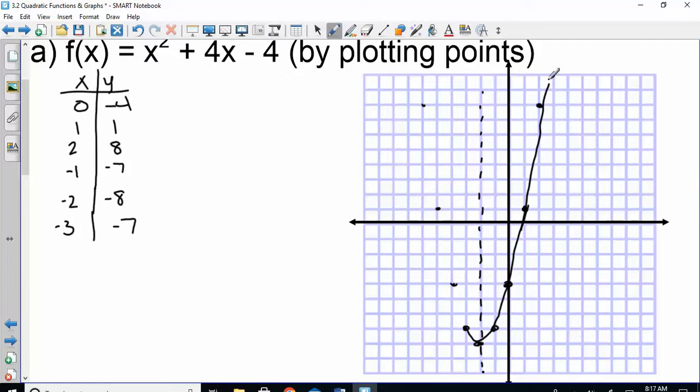I know the trick. You know the trick for parabolas? You just gotta find the first point, and then you go 1, 3, 5, 7, 9, 11, 13. That's how parabolas are. What is the domain of this?